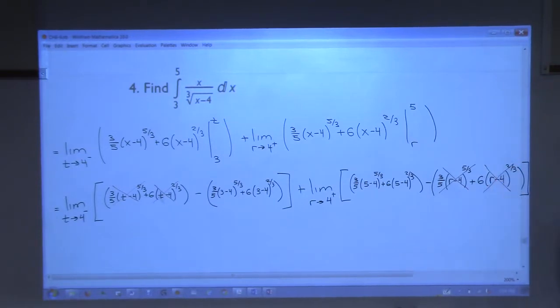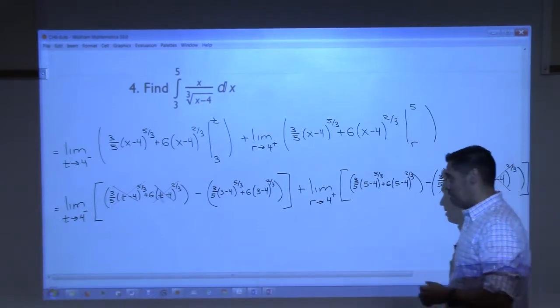Are we all clear on why those all go away? Okay. Why do they go away? Because if r is going to 4, 4 minus 4 is 0, and 0 to any power is 0, and then that kills off that. And then that'll happen here. And that's what happened with the t's over there.